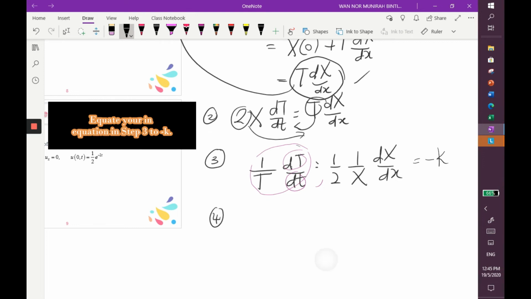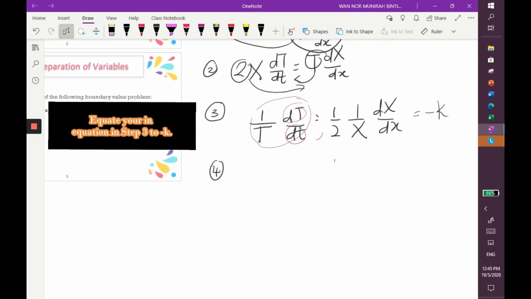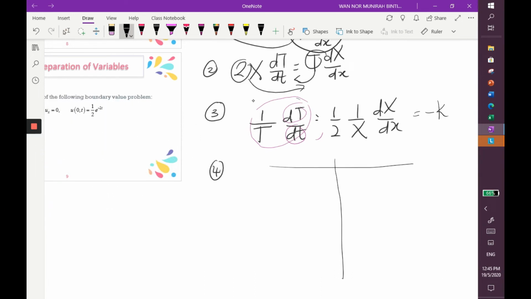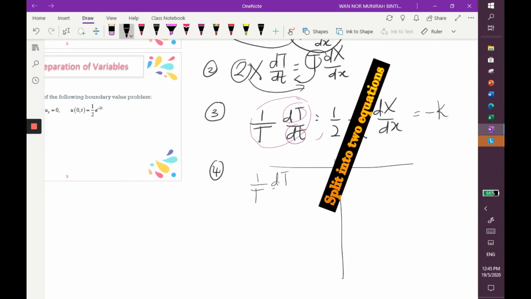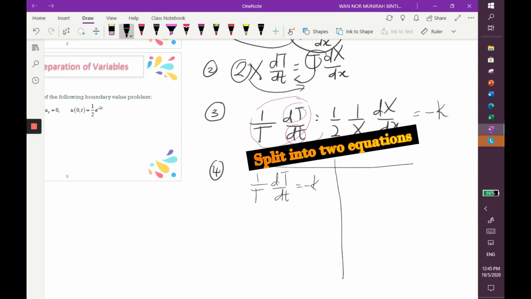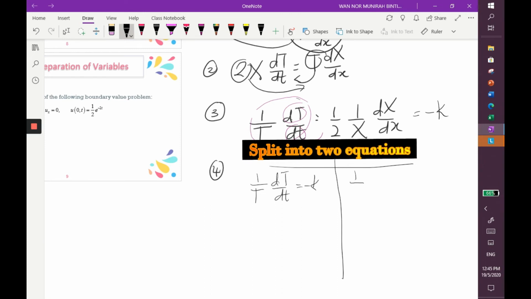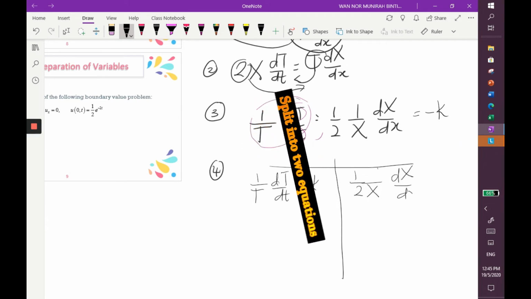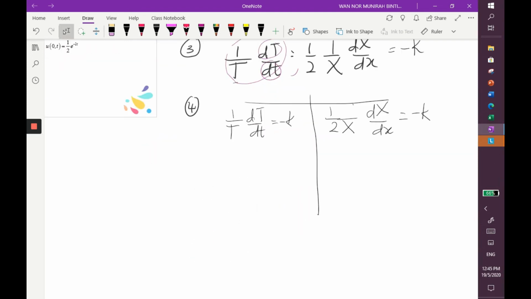After you equate to negative k, I will divide this solution into 2. So I have 1 over t dt dt equals negative k. And the other one is 1 over 2x dx dx equals to negative k. Then only I can solve for this one. So solve these two separately. So like this and like this.